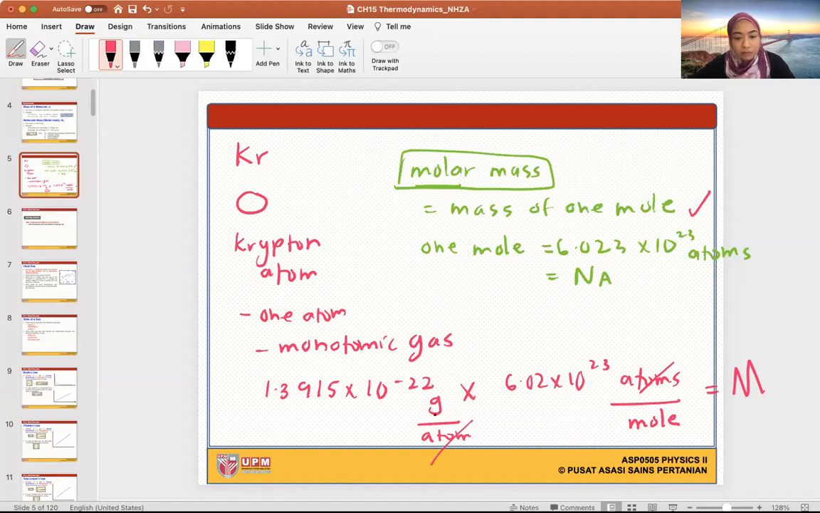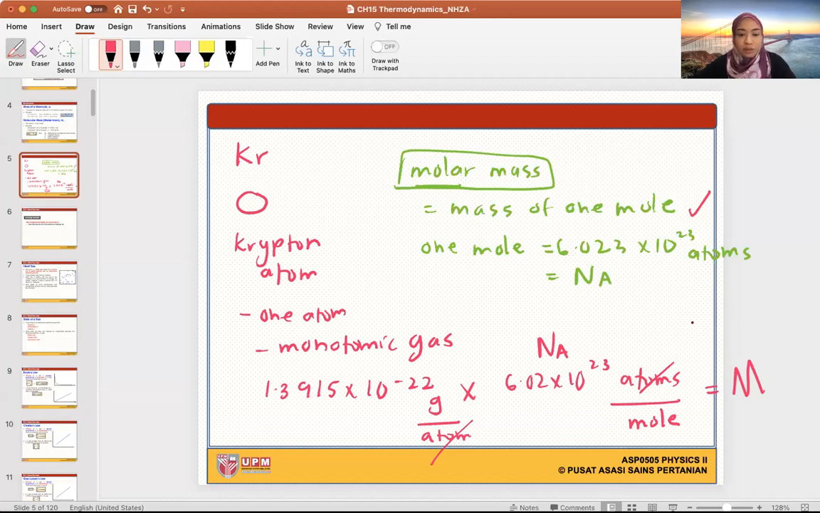So the mass of 1 atom of krypton is gram per atom. When you times it with the Na, which is your Avogadro constant, you get 6.023 times 10 to 23 atoms per mole because it gives you the number of atoms per mole. And then crossing out atom with atom, you get grams per mole, which is mass per mole. Grams over mole is the mass for 1 mole. Okay, so that is your capital M.